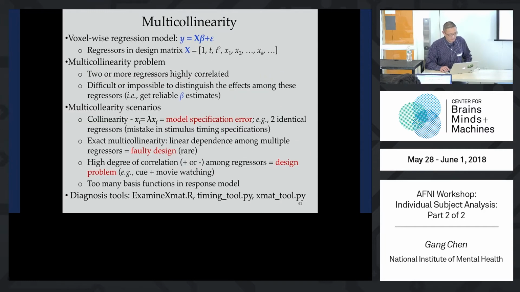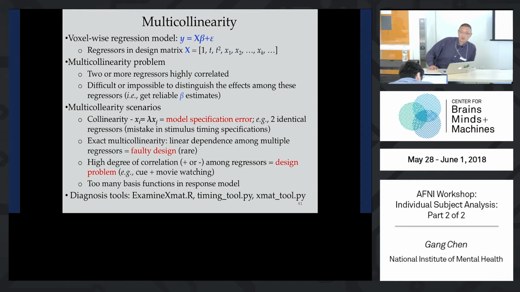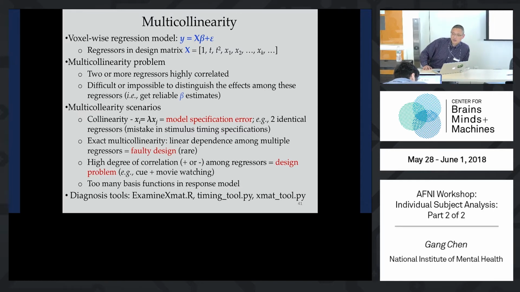So that's the same description. Now, multicollinearity. Usually you would not have this problem, but if you do, there are two reasons you may have it. The first is basically human error. You make a mistake. Suppose for two conditions you use the same stimulus timing file for both. Of course, you end up with multicollinearity, with two regressors exactly the same. That's just a bookkeeping problem.